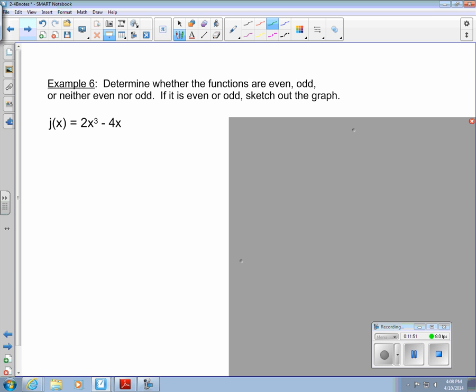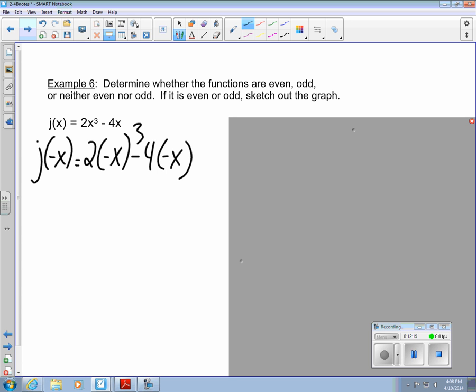And then moving on to number 6. Once again, determining whether or not the function is even or odd, or even neither. So we'll take a look. We have j of x is equal to 2x cubed minus 4x. So let's just insert our negative x into the equation and see what we get. So we have j of negative x is equal to 2 times negative x cubed minus 4 times negative x.